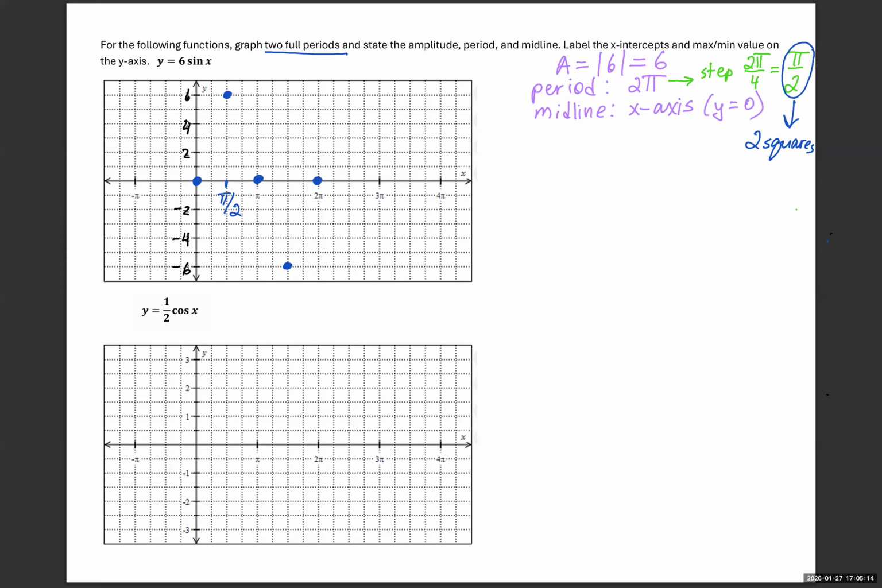So keep going. 2 squares to the right is another max, 2 squares to the right is another x-intercept, 2 squares to the right is another min, and 2 squares to the right is another x-intercept. So the pattern is start at 0, 0, max, x-intercept, min, x-intercept, max, x-intercept, min, x-intercept. Connect the dots with a smooth curve.